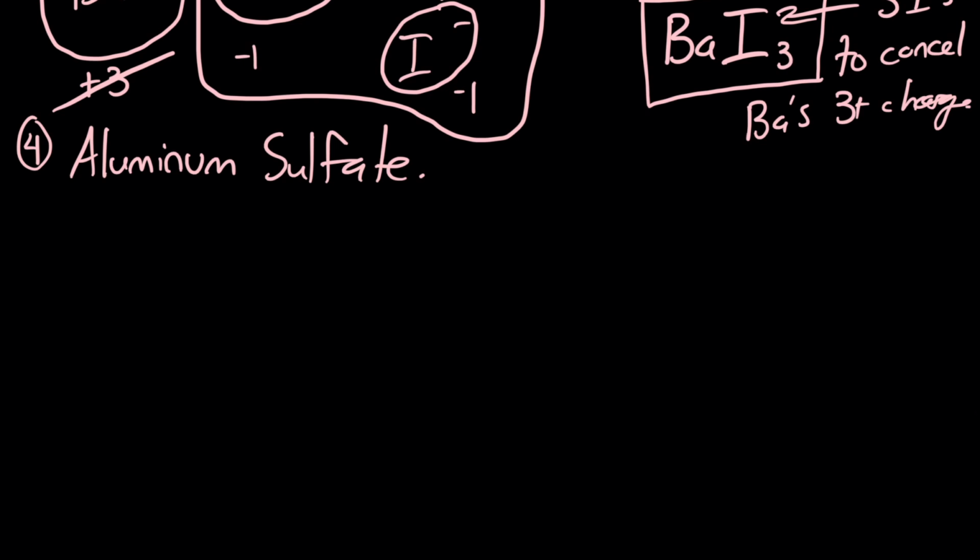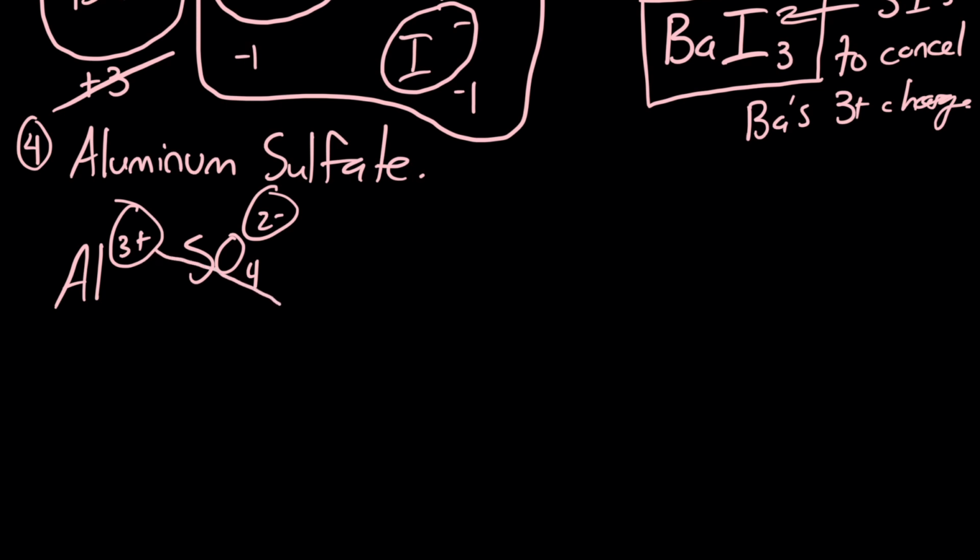We have aluminum sulfate. So again, a little bit of a tricky one. We have Al, and that is 3 plus, and we have sulfate, which is SO4 2 negative. So we can see our charges. We have 3 plus and we have 2 negative. They do not cancel one another out. So this is another instance where we will use our swap and drop rule. So we can drop this 3 down next to the sulfate, and this 2 can be dropped down by aluminum.